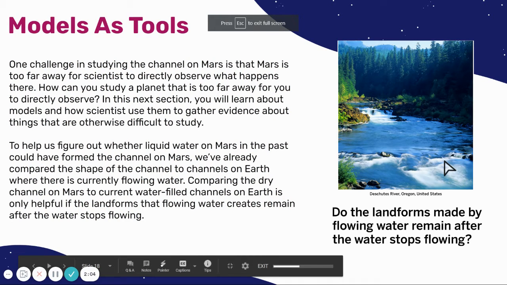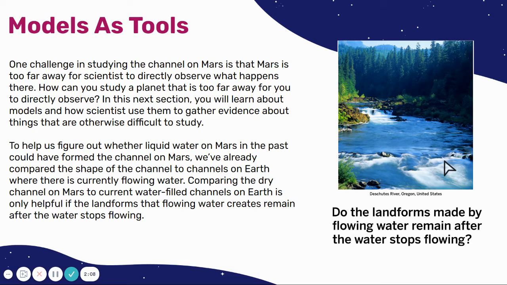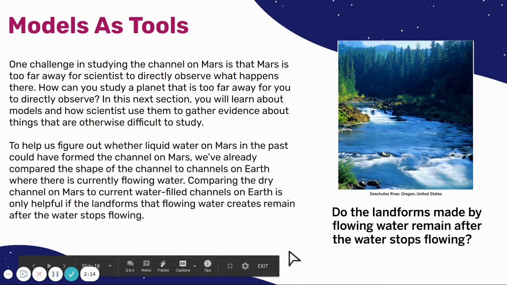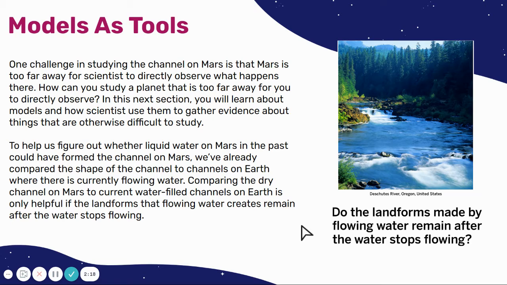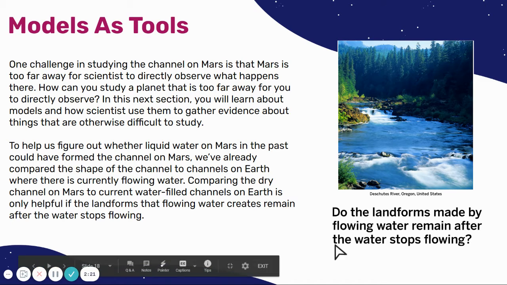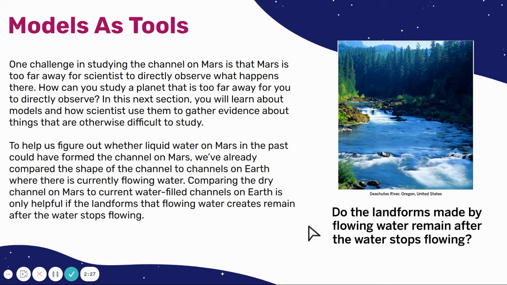Just like Garay was trying to get evidence about the geologic process that formed the novae on Venus, we have a similar question today in terms of what formed the channel. One of the challenges in studying the channel on Mars is that Mars is too far away for scientists to directly observe what happens there. So how can we study a planet that's too far away for you to directly observe? In this next section, we're going to learn about models and how scientists use them to gather evidence about things that are otherwise difficult to study.